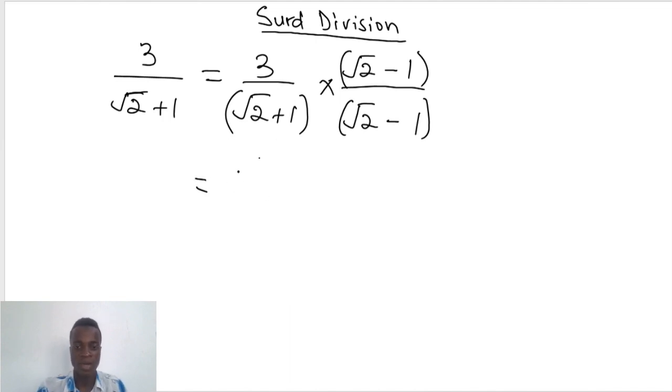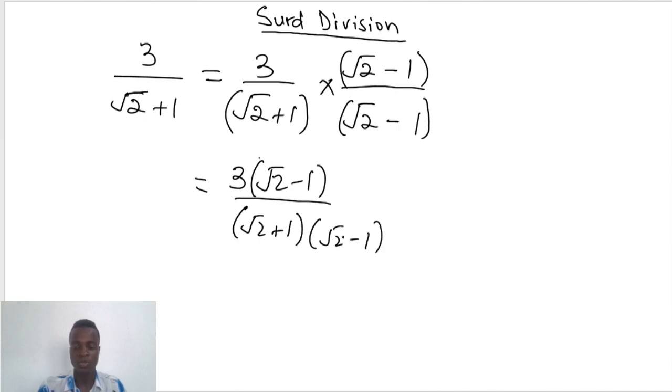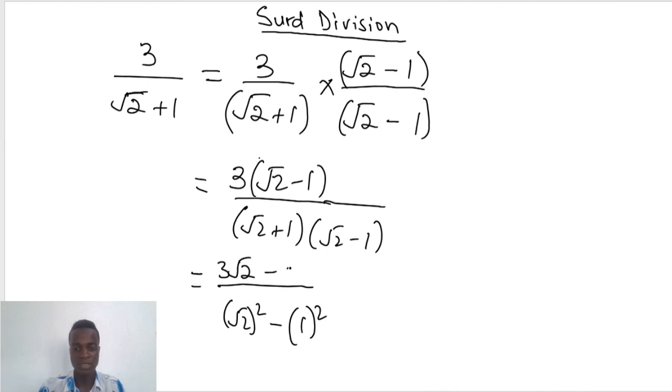Now in this one, the top is multiplied by root 2 minus 1. We did expansions in multiplication. Then we have root 2 plus 1 multiplying root 2 minus 1 at the bottom. You remember how we find the conjugate of surds, right? At the end of the day, we have something like a squared minus b squared. So a squared is root 2 all squared, minus b, which is 1, all squared. Then we expand the top, which is just simple expansion with 3.